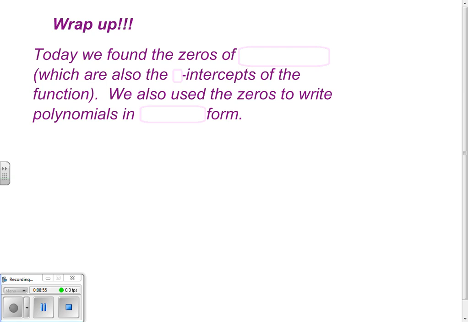Today we found the zeros of polynomials, which are also called the x-intercepts of the function. We also used the zeros to write the polynomials in standard form.